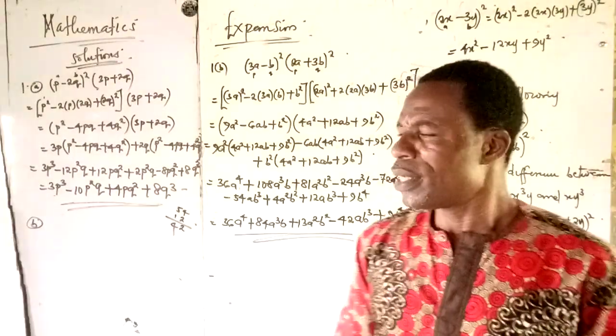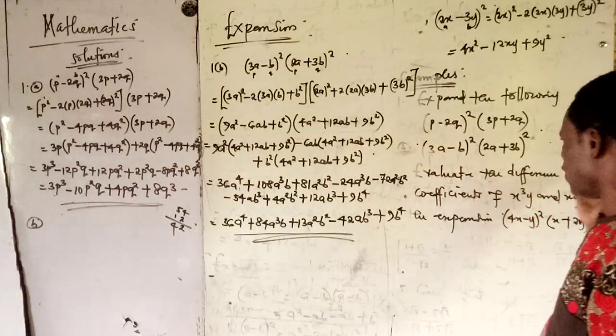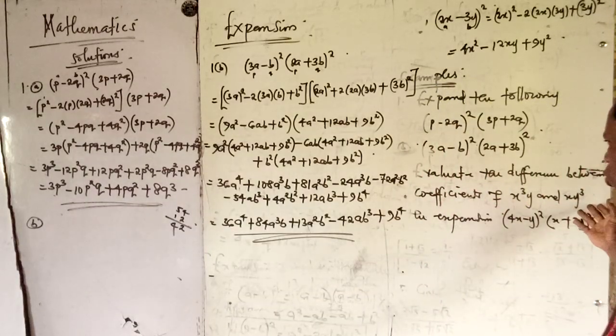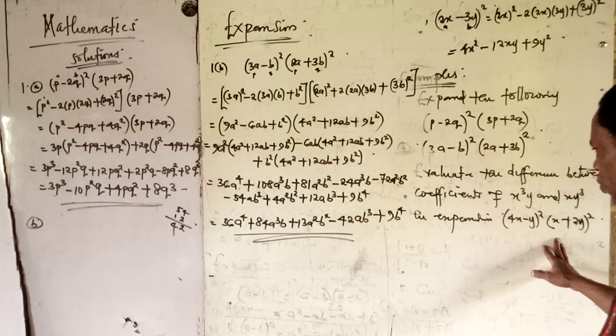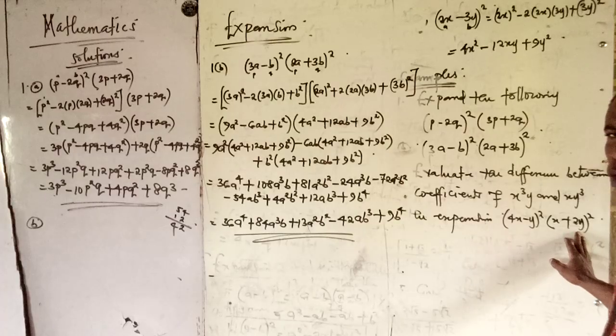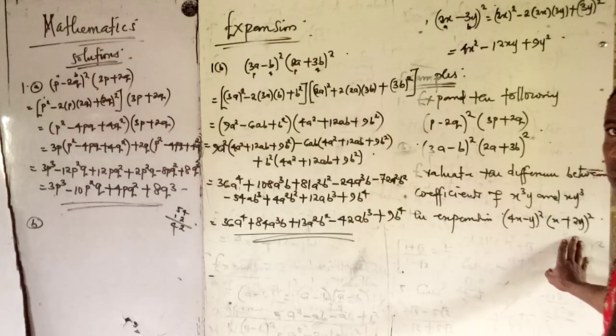Okay? Now, moving to question 3, we have to evaluate the difference between the coefficient of x cubed y and xy cubed in the expansion of 4x minus y all square, x plus 2y all square. This is the last question for this lesson.